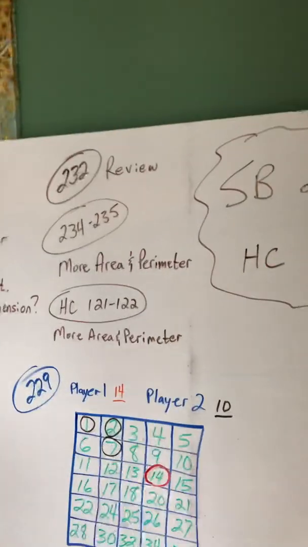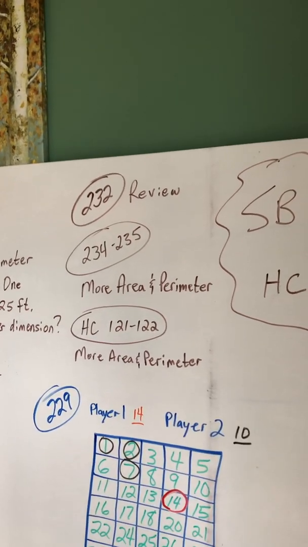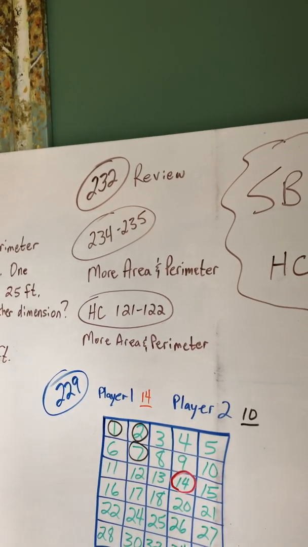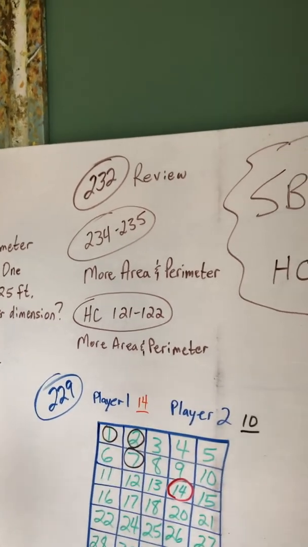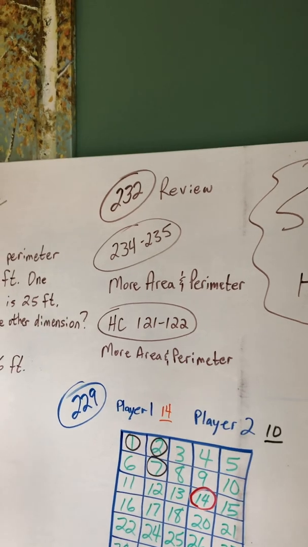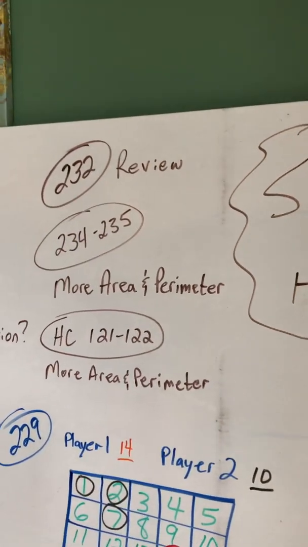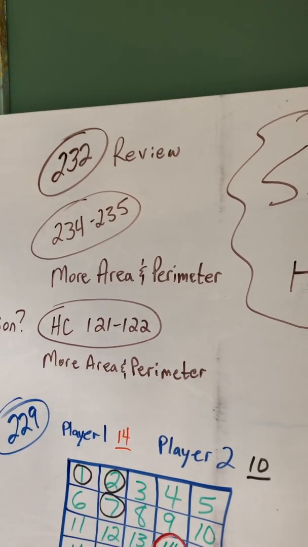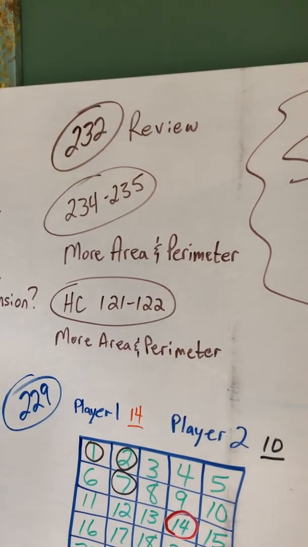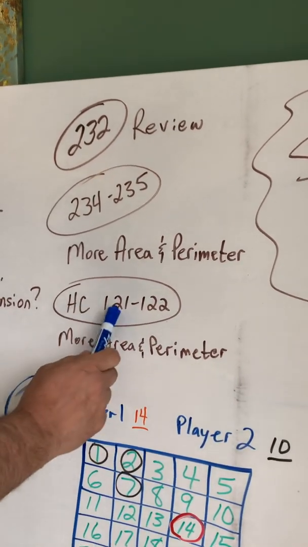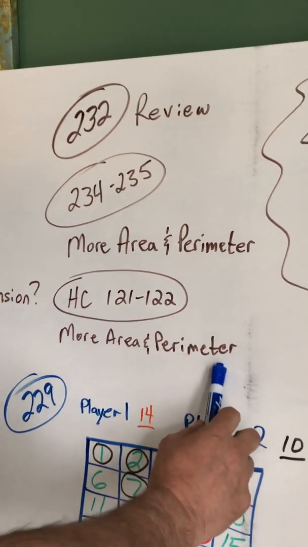Now, 232 is just, in general, a review, okay? I don't think anything there. You can ask your parents if you forgot a little thing, but it's mostly review from several months ago. Now, 234 and 235 in your student book is just more area and perimeter problems. And the same goes with home connections 121 and 122, more area and perimeter problems.